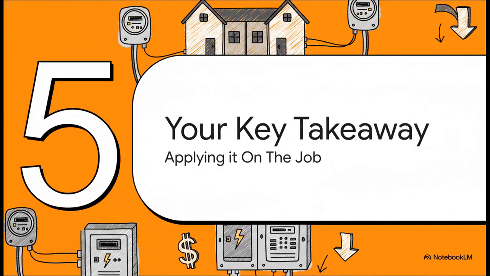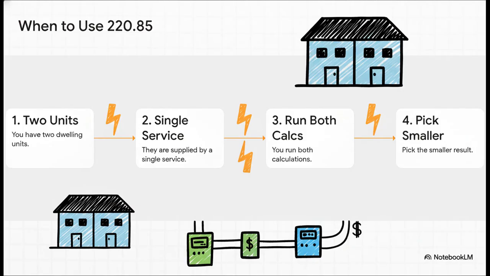Okay, so let's wrap all this up and make sure we have the key takeaway locked in. How do you actually use this on the job? What's the bottom line? You know, it's really this simple. If you've got a project with 2 units on a single service, it is always worth taking the extra 5 minutes to run both calculations. Do the standard method, then do the optional method for 3 units, compare them, and the code gives you permission to just pick the smaller number. It is a simple check that can pay off big time.